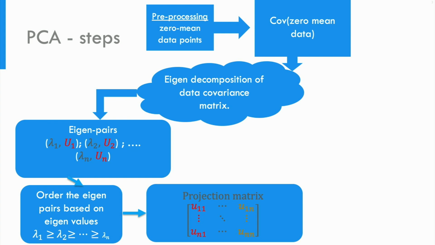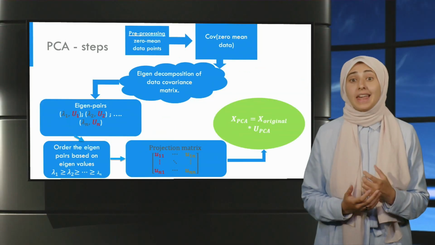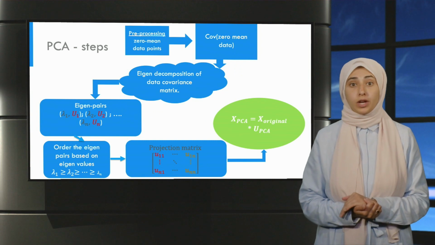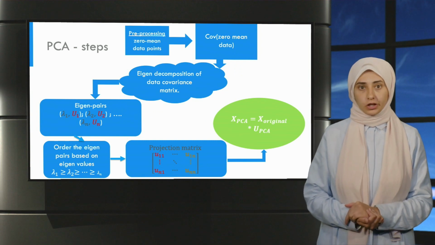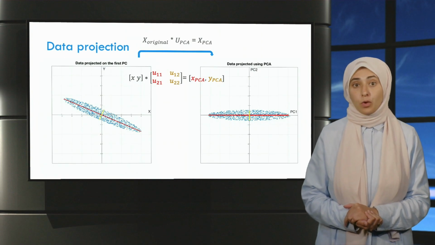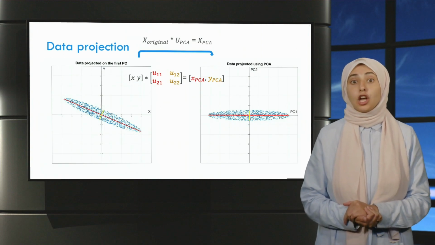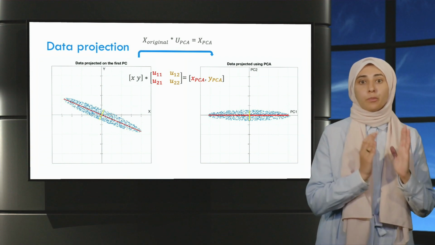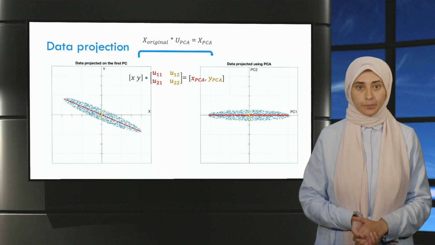It acts like a rotated version of the original dimensions or feature space. This matrix is used to project the zero mean data points on the principal component directions. Projecting the zero mean data points using the projection matrix will move each point from the XY feature space to the principal component feature space.